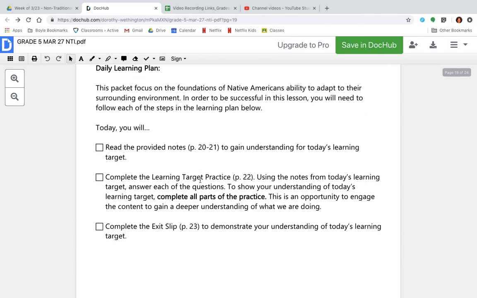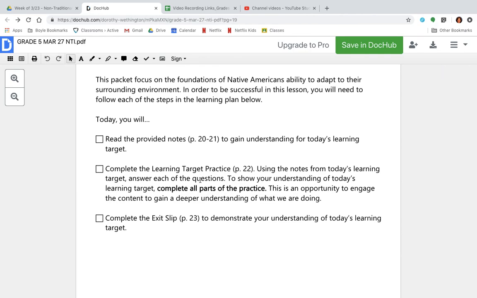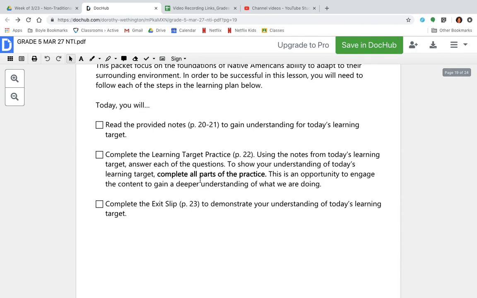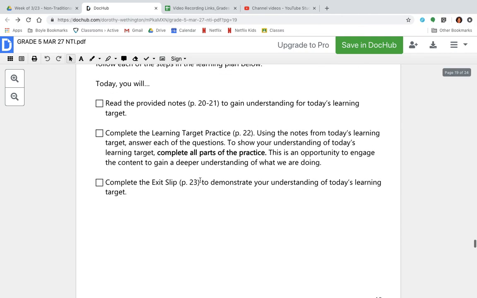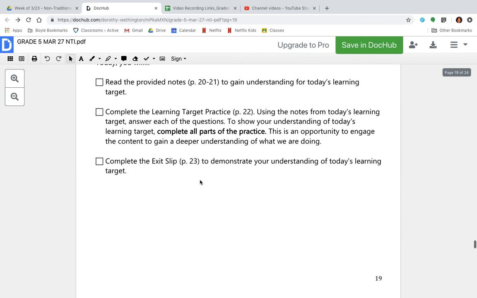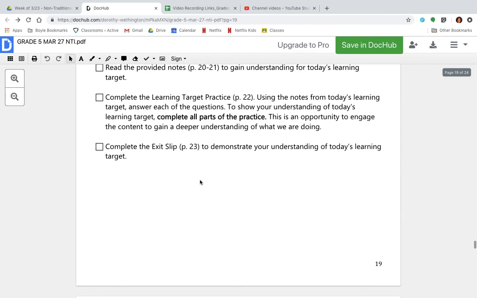Complete the learning target practice, page 22, using the notes from today's learning target. Answer each of the questions. To show your understanding of today's learning target, complete all parts of the practice. This is an opportunity to engage the content to gain a deeper understanding of what we are doing. Complete the exit slip, page 23, to demonstrate your understanding of today's learning target.